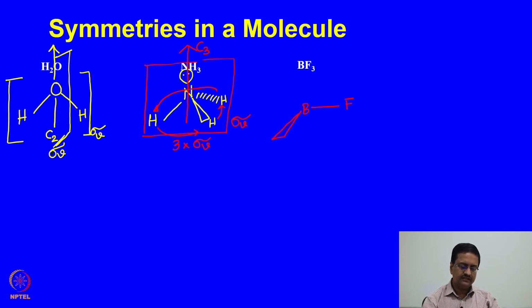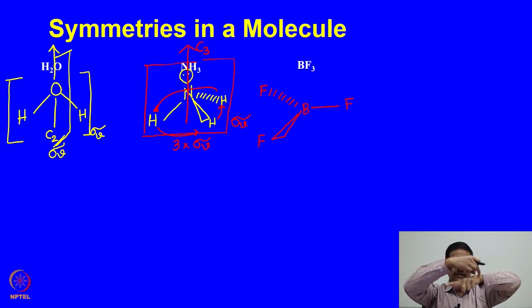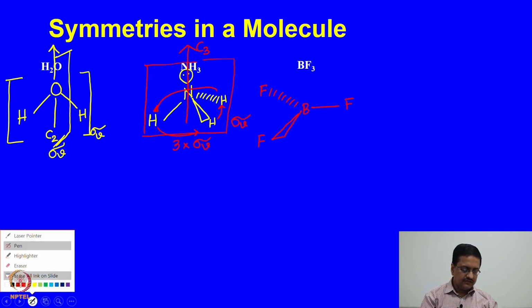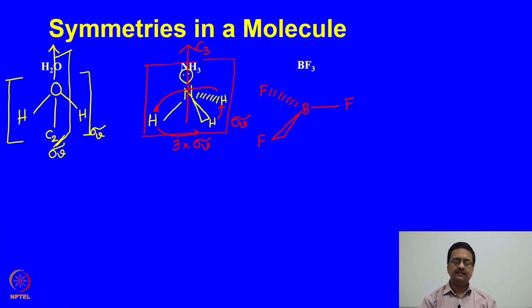See how I am drawing this molecule. I have drawn the molecule in such a way that the two fluorines are above and below the plane and the third fluorine is on the plane of the projection. Now if you try to find out what symmetry element is present, it is very easy to see that there is a threefold axis of symmetry, which is C3.